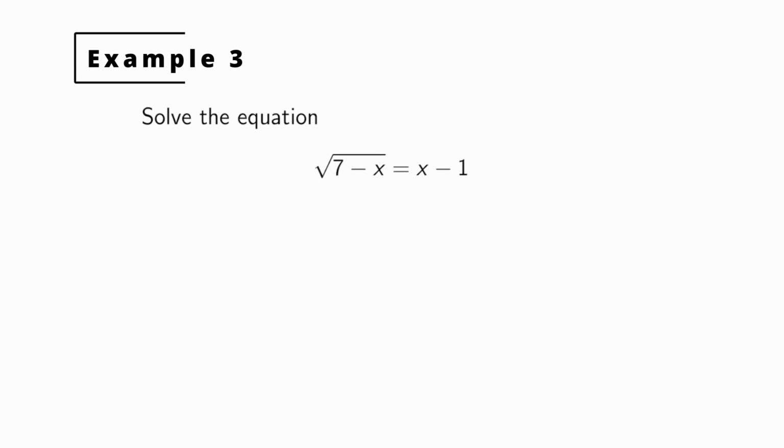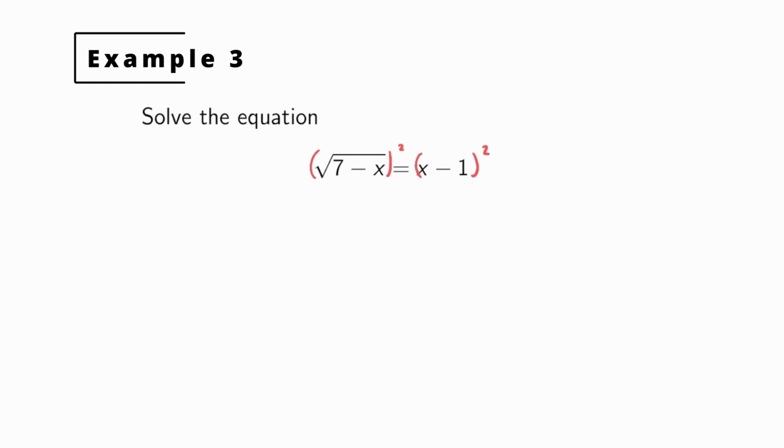Here's our final example. We want to solve this equation. The square root of 7 minus x equals x minus 1. So we already have the radical expression isolated on one side of the equation. It's the only term on one side of the equation. So we can start by squaring both sides of the equation to remove the radical expression.